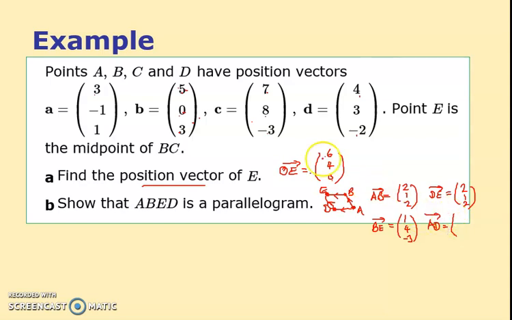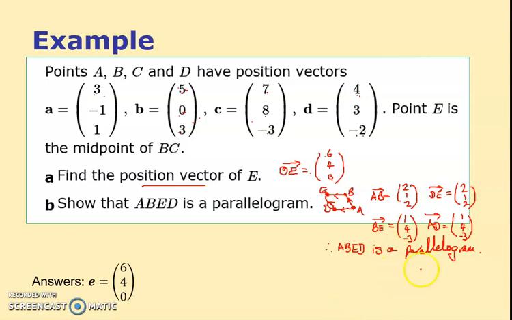So what's AD equal? So that's D take away A. 4 take away 3 is 1. Good, it's agreeing. 3 take away a minus 1 is 4. And I'm going to guess the last one is minus 3. Minus 2 minus that 1, yeah, minus 3. And so I'm going to say therefore ABED is a parallelogram. Let's see if they agree. 6, 4, 0, and obviously this is a proof to show that, so there's very rare the answers for that.